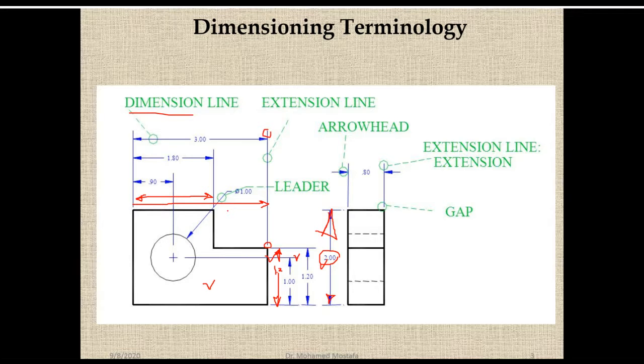How can we distinguish between the diameter and the radius? For the radius, usually we use R capital or R small. But for the diameter, we use that symbol, which is the phi symbol. Okay.